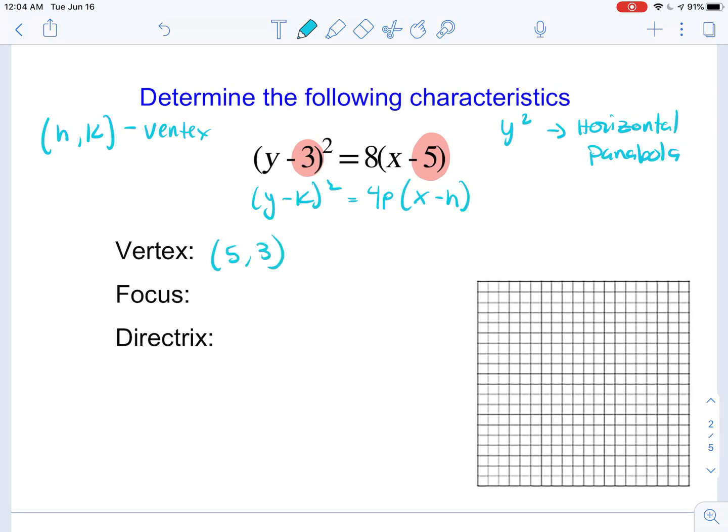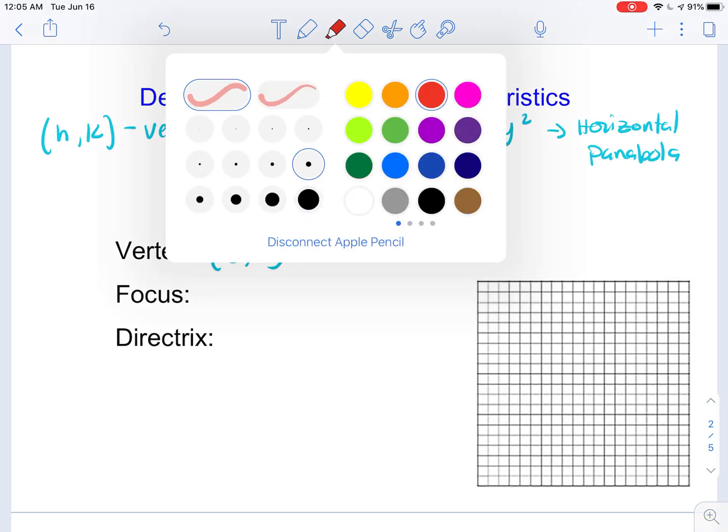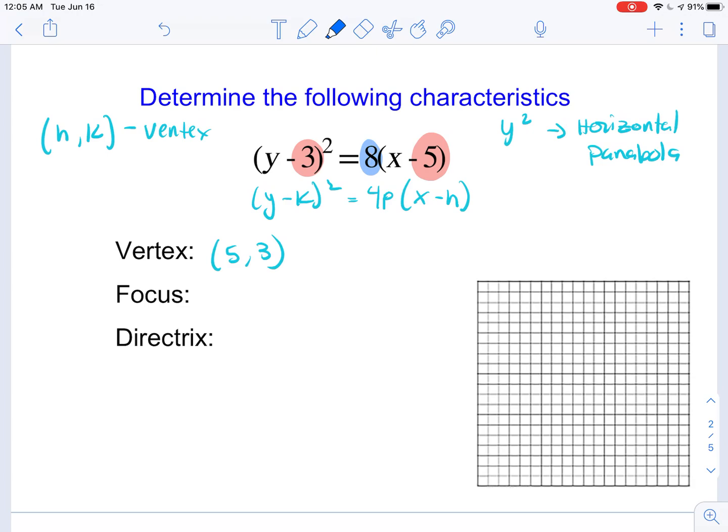Okay, so right away we can pick out the vertex by seeing that we have a 5 and a 3 directly in my equation. Now, to find the focus and the directrix, what we now need to find is p, the distance from the vertex to the focus and from the directrix to the vertex. So let's try to line up what goes along with one another. This 8 is in the same spot as this 4p. So 4p is going to be set equal to 8 so we can identify the p-value. Okay, so my p-value in this case is 2, 8 divided by 4.